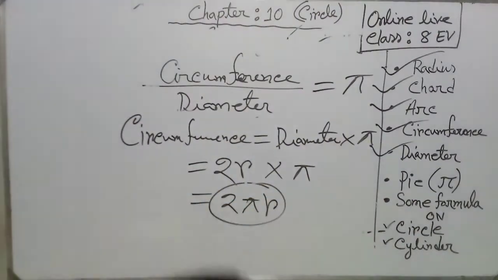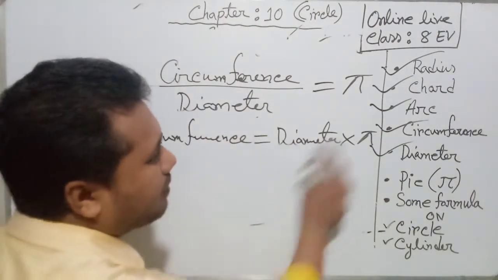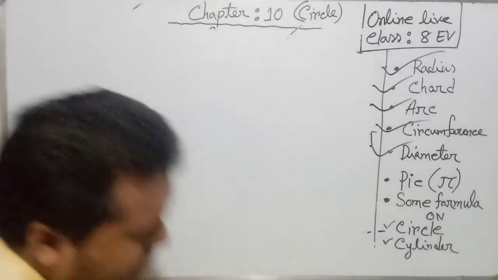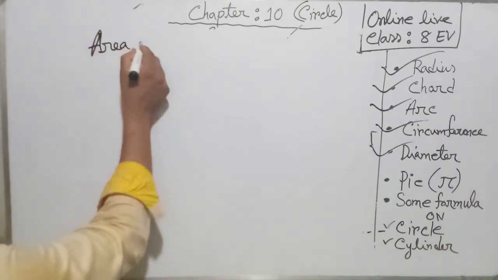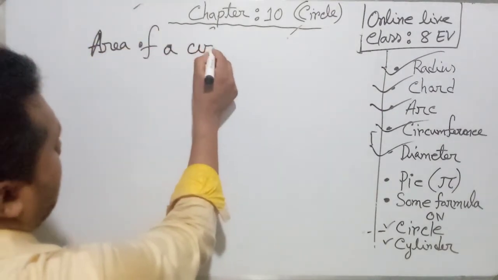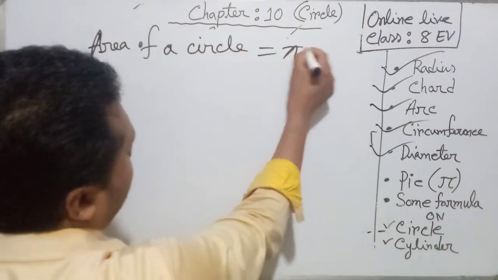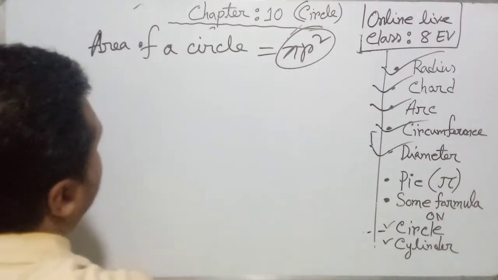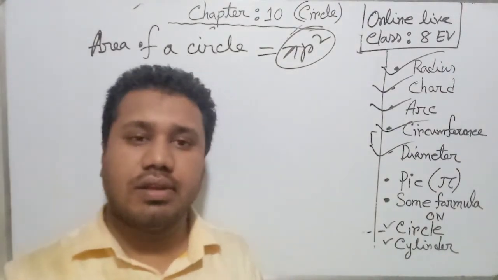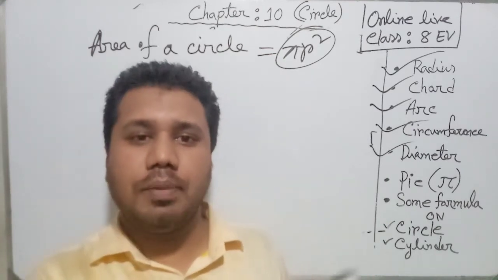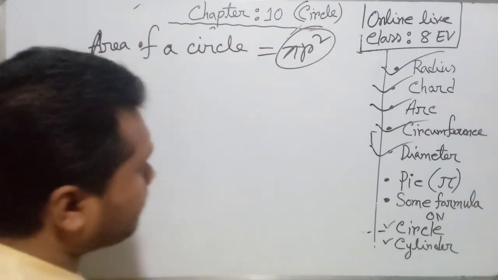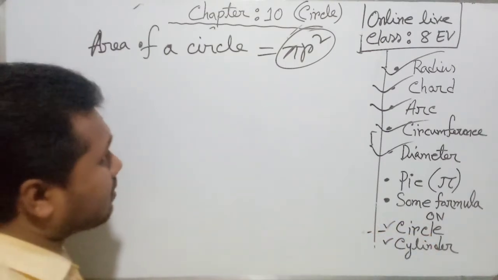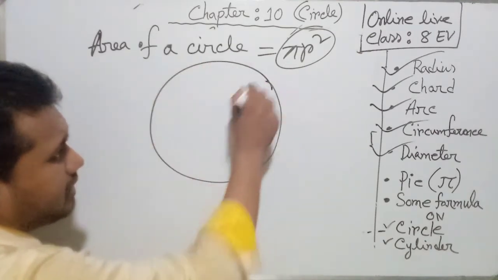Now another formula, dear students, area of circle. The area of a circle is pi r square. Now why pi r square? We can discuss it another day. This is the circle, this is pi r square. Okay, now dear students, we can discuss, no problem.